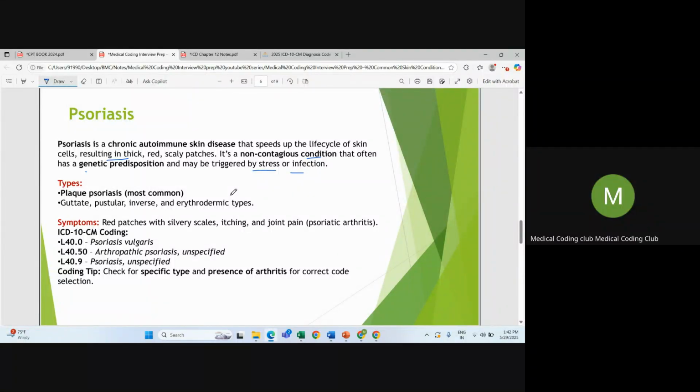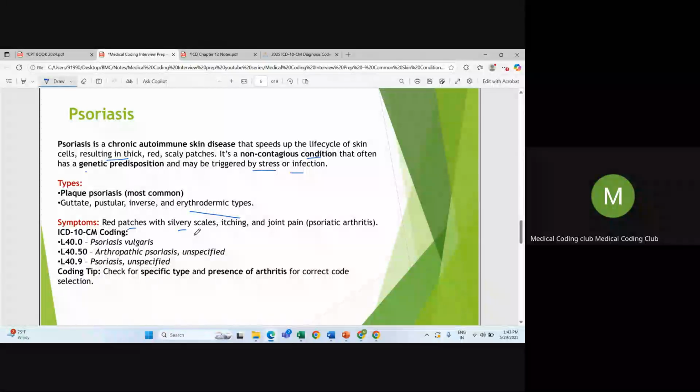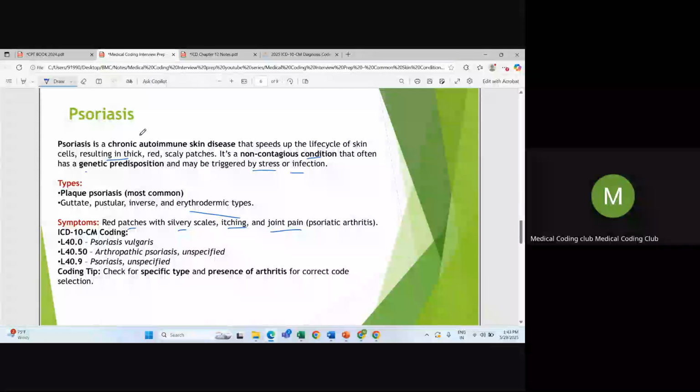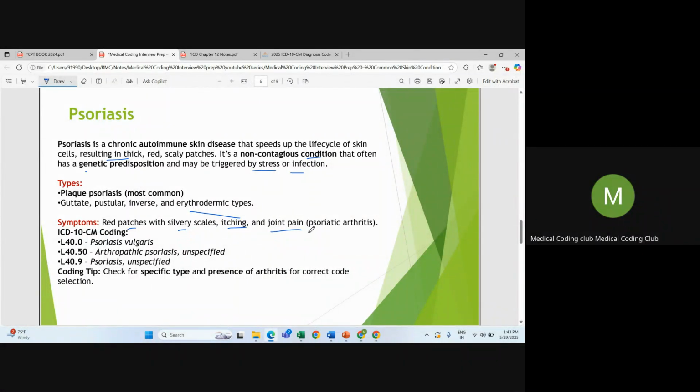autoimmune skin disease. So here under psoriasis the type that is the most common and widely used is plaque psoriasis. Okay, plaque psoriasis, and other types include erythrodermic types. And coming to symptoms, psoriasis will have red patches with silvery scales, itching, and joint pain. So a patient who suffers from psoriasis with joint pain, we have the code psoriatic arthritis. Okay, psoriatic arthritis.